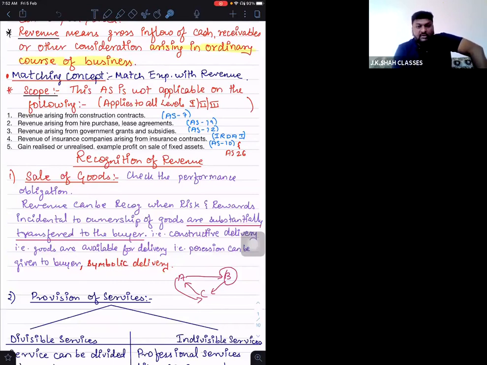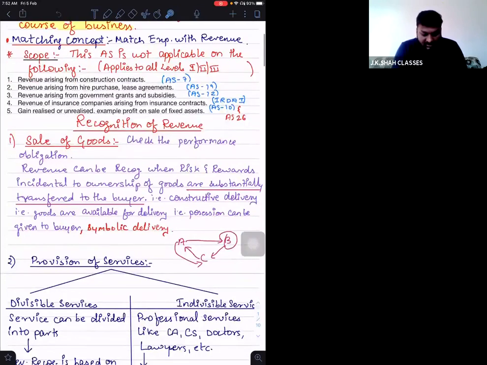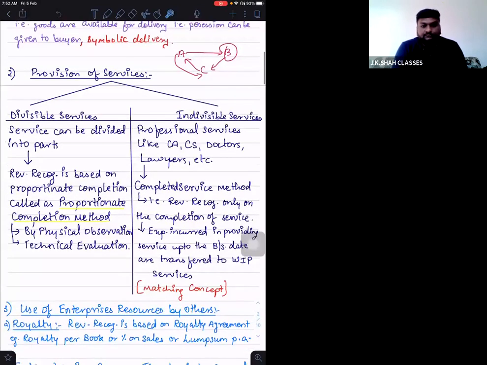Right? So now we'll go for the next part of the topic, that is recognition of revenue with respect to provision of services. Right? So here with respect to provision of services, whatever conditions are there that you have to fulfill, plus one common condition. What is the common condition? Certainty of ultimate collection. Because if this certainty point is not fulfilled, you can never recognize the revenue. You have to postpone it.